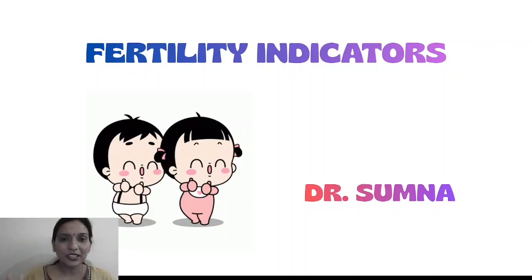So what do you mean by fertility indicators? These are indicators or numbers that give you the reproductive performance of a population, and it helps to understand the population growth of a country as well as to plan the family welfare programs.